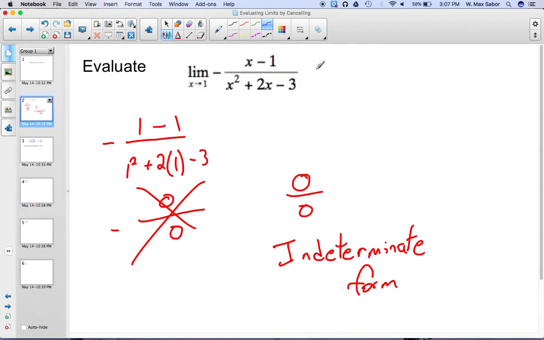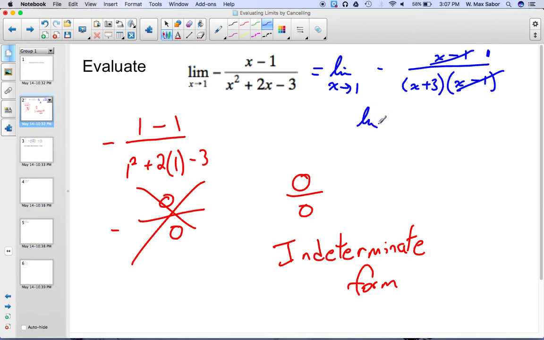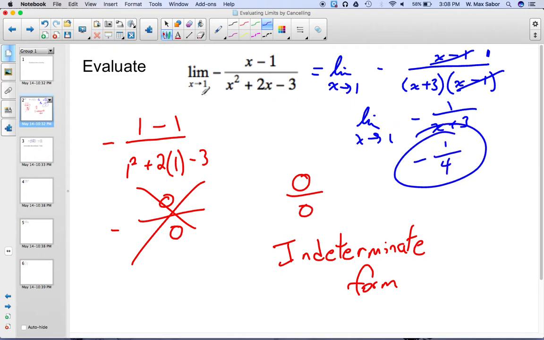So over here, what that would look like is, well, this is the limit as x approaches 1 of negative x minus 1 over, factoring this, x plus 3 times x minus 1. We can cancel those factors out, leaving us with a 1 in the numerator. And now we have the limit as x approaches 1 of negative 1 over x plus 3. And when we substitute in 1 here, now we can get out a value, negative 1 over 4. So negative 1/4 is the limit. Even though when we plugged in 1, it doesn't get this value, as we plug in things close to 1, we will get out negative 1/4. And this is how we can do it without a table or a graph.